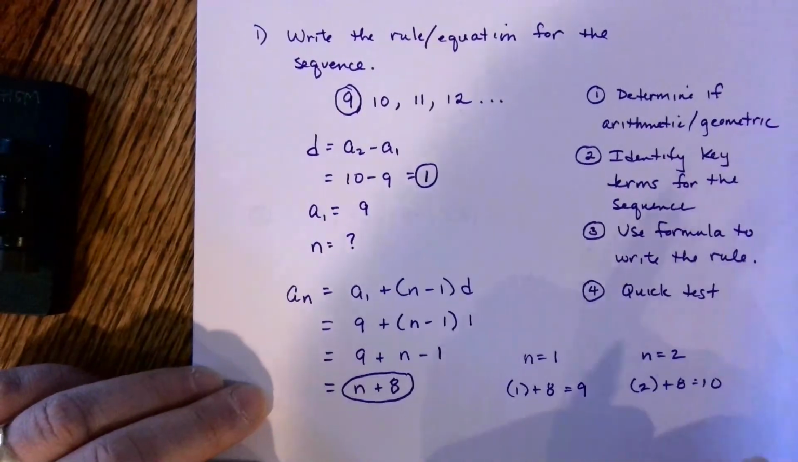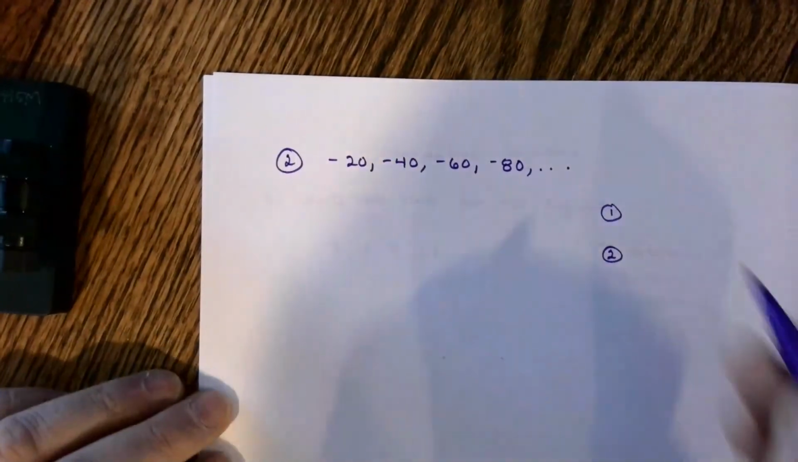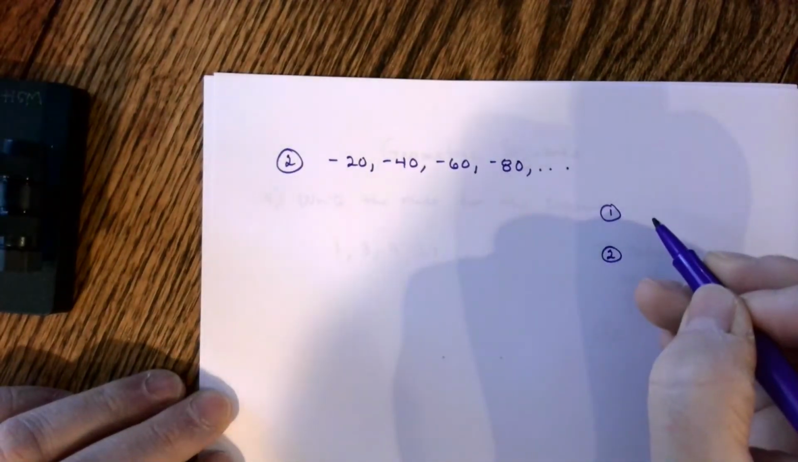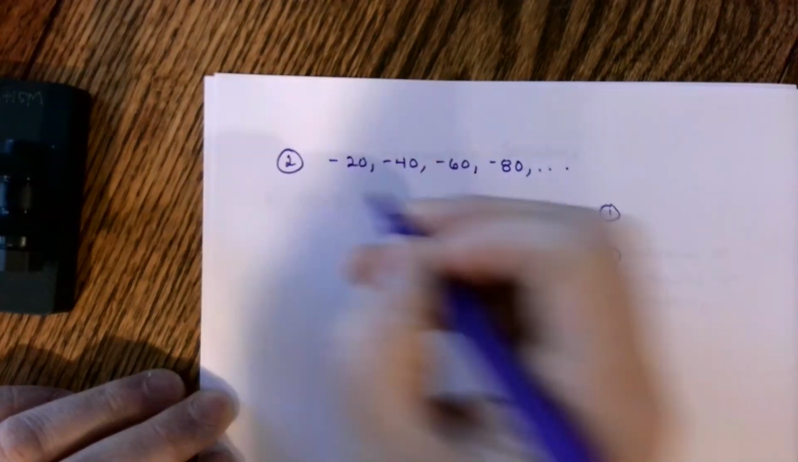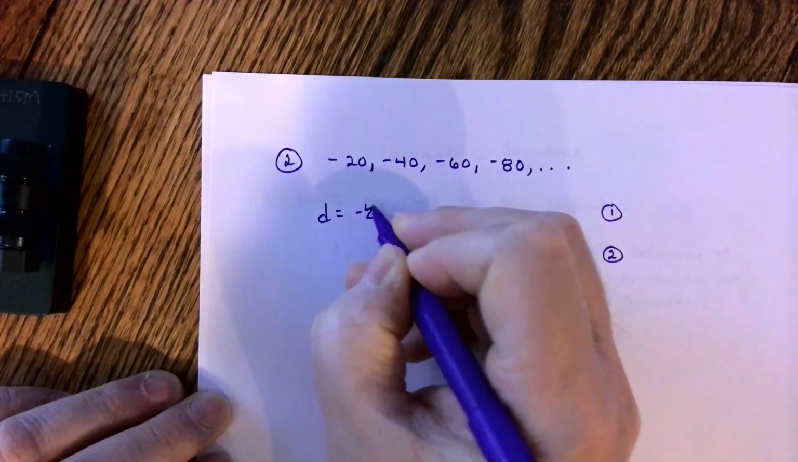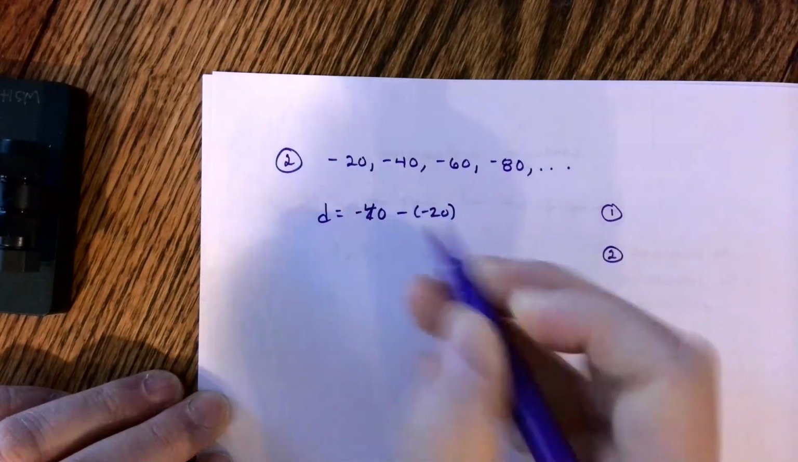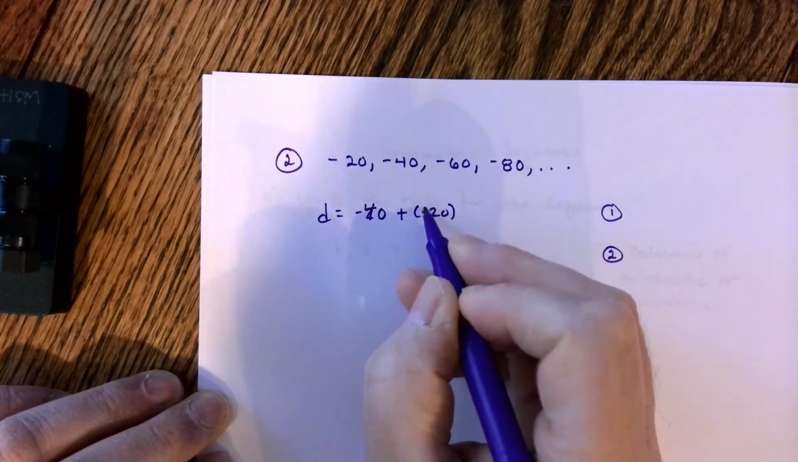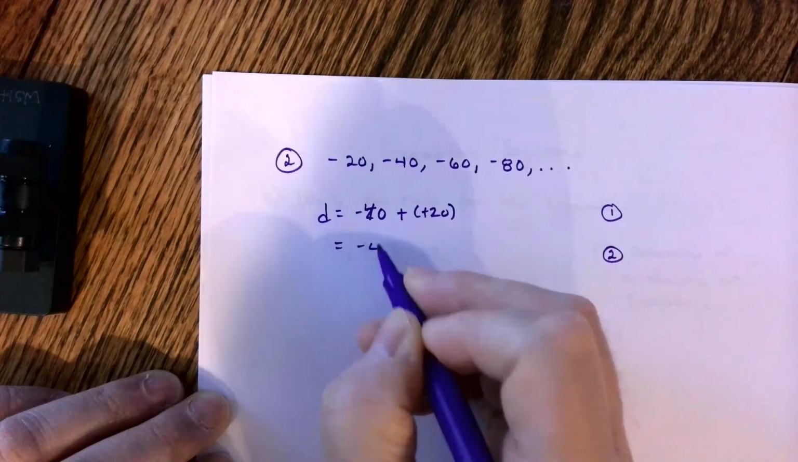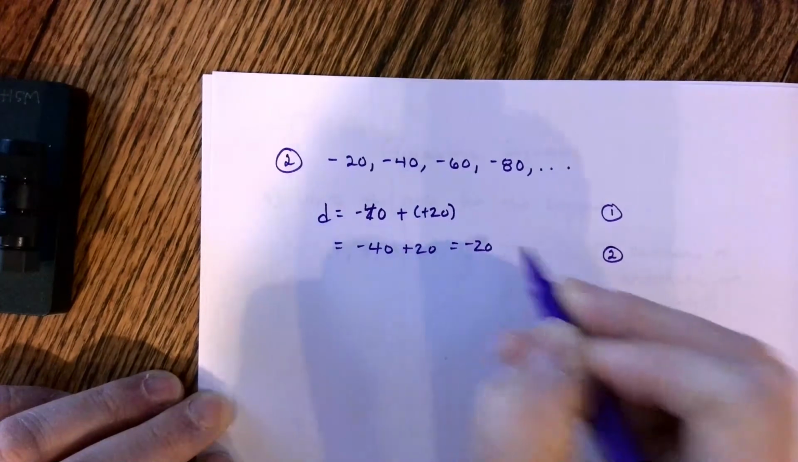So let's do a little bit of practice very quickly on arithmetic sequences. Let's take a look at example number 2 here, and we're going to walk through our process again. Step number 1 was to determine, is it arithmetic or geometric? Well, as you can see, my common difference is going to end up being negative 40 minus negative 20. Subtracting a negative, we're going to add the opposite. So we're going to get negative 40 plus 20, which is negative 20.